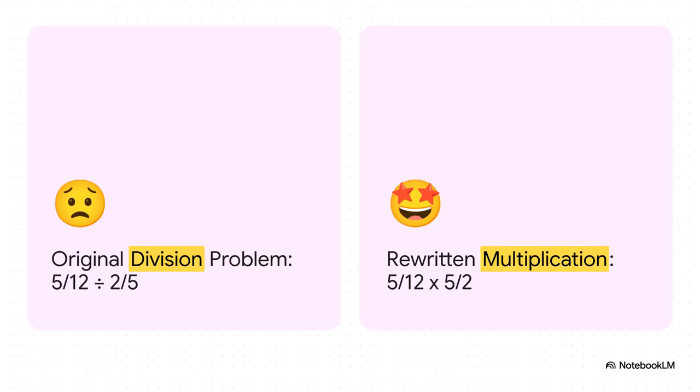Check out how this messy division problem instantly transforms. 5/12 divided by 2/5? Yeah, that looks complicated. But by applying our rule, we just multiply by the reciprocal instead. It turns into 5/12 multiplied by 5/2. We just turned a headache of a division problem into a super simple multiplication problem, which we already know how to crush by multiplying straight across.